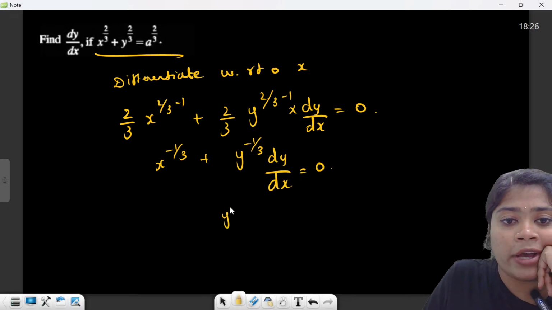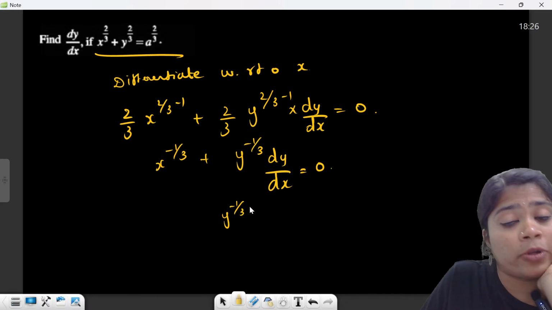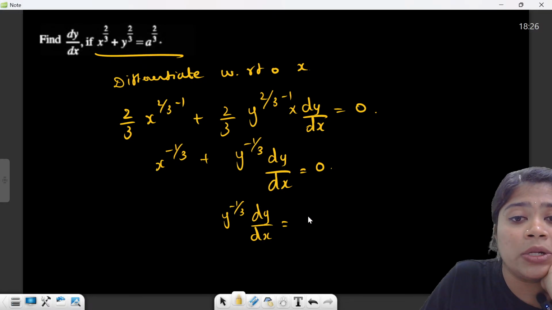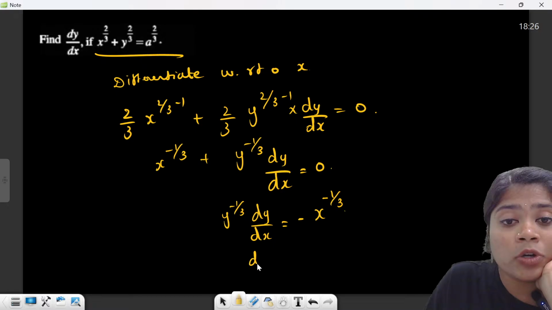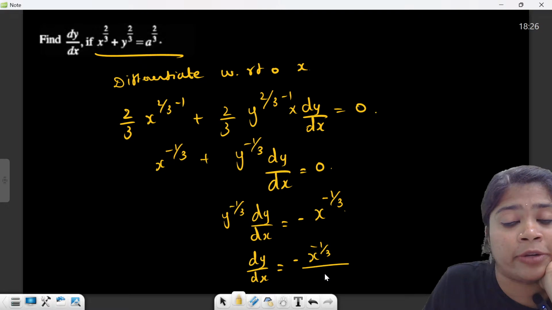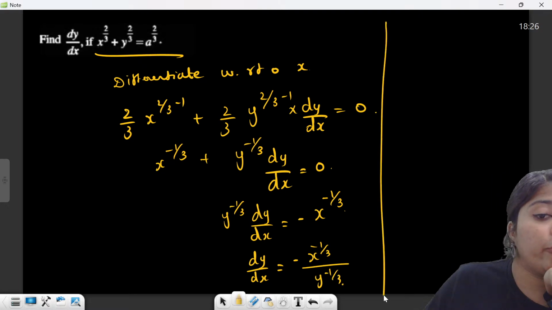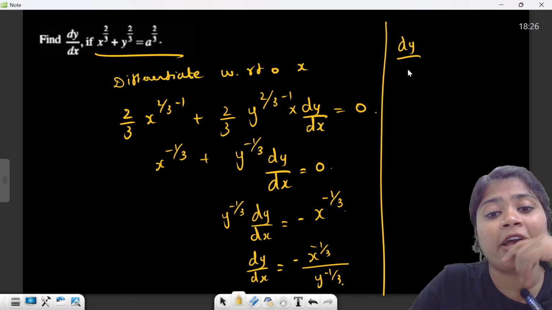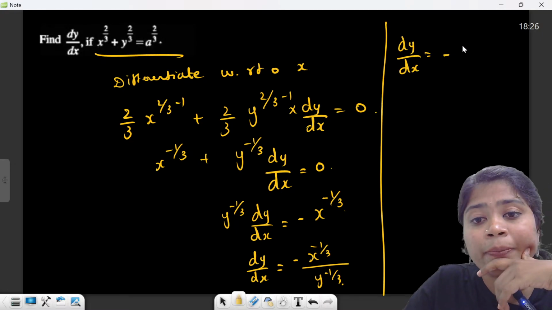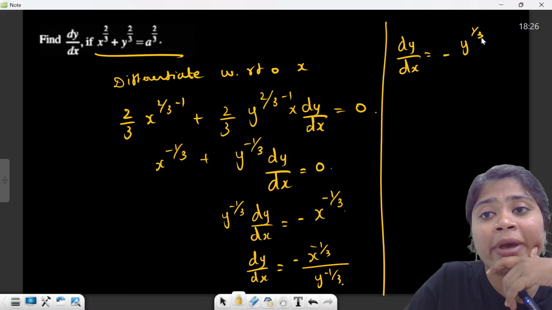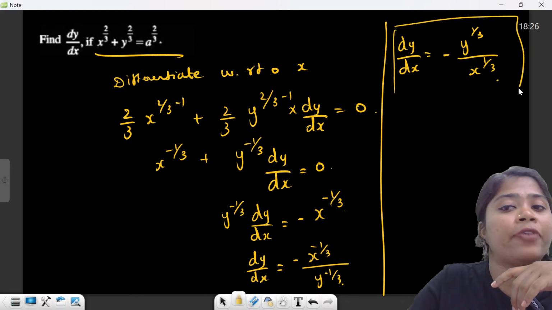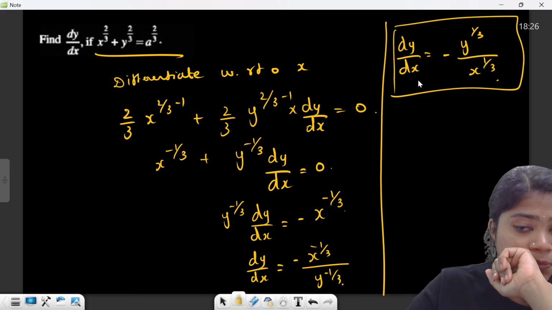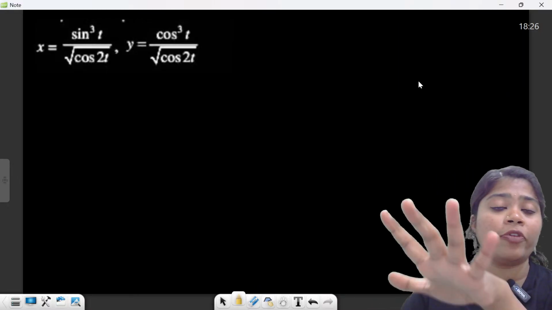So y to the power minus 1 by 3 dy by dx is equal to minus x to the power minus 1 by 3. So dy by dx is equal to minus x to the power minus 1 by 3 divided by y to the power minus 1 by 3. In order to make the power positive, dy by dx can be written as minus y to the power 1 by 3 divided by x to the power 1 by 3. So this is the final answer. I hope you guys understood. Okay then. So moving on to the next one.